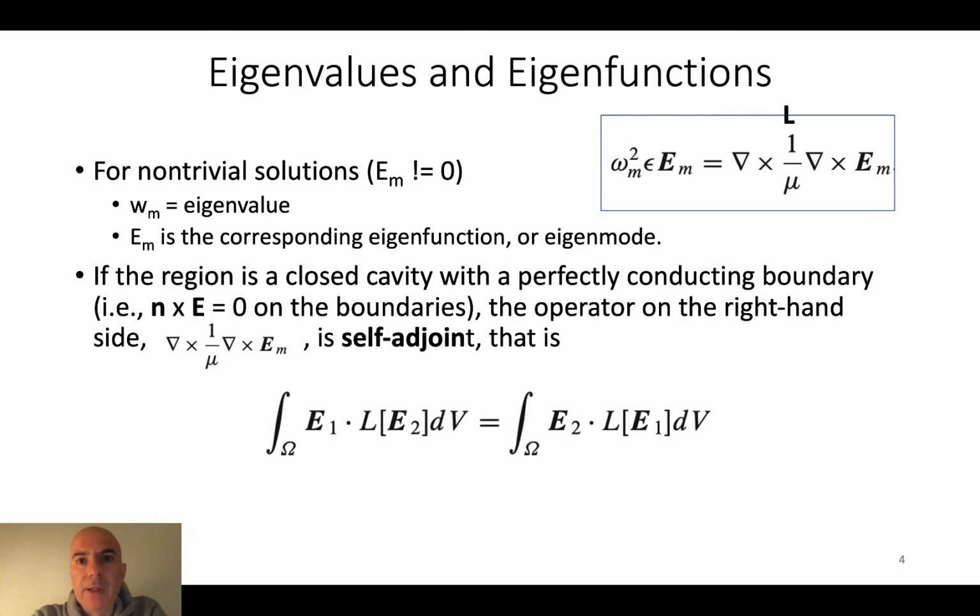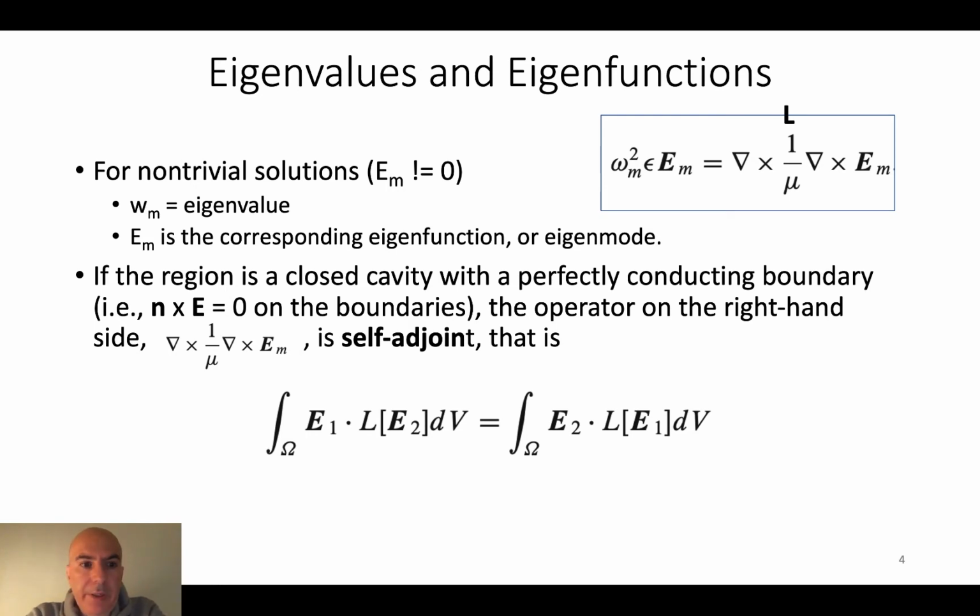So what are eigenvalues and eigenfunctions? As I said in the previous slide, for a non-trivial solution where E_m is different from zero, the omega_m is called the eigenvalue, and the corresponding E_m is called the eigenfunction or eigenmode. If the region is a closed cavity with perfectly conducting boundary, that means that the tangential component of the electric field at the boundary is zero.